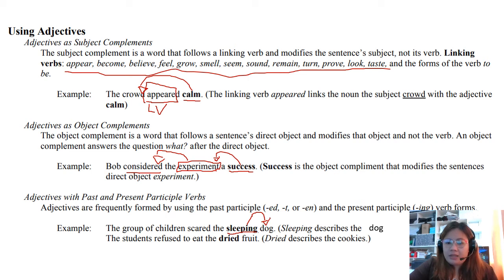So, miss, isn't this a verb? No, it's not a verb here because it's not technically telling the action of the subject. Its purpose here is to describe what type of dog there is, and that is a sleeping dog. So this is a present participle of the verb that is functioning as an adjective. Next statement, the students refused to eat the dried fruit. Dried here is a past participle describing what type of fruit.